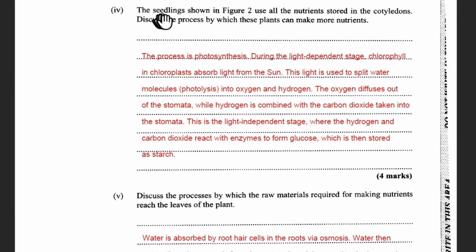Part 4. The seedlings shown in figure 2 have used all the nutrients stored in the cotyledons. Discuss the process by which these plants can make more nutrients. Well, let's talk about photosynthesis here. Remember, photosynthesis has two stages: a light dependent and a light independent stage. During the light dependent stage, chlorophyll, which is the green pigment in the chloroplast, absorbs light from the sun. That light is used to split water molecules into oxygen and hydrogen, and that is called photolysis.